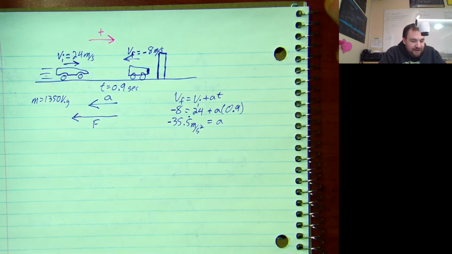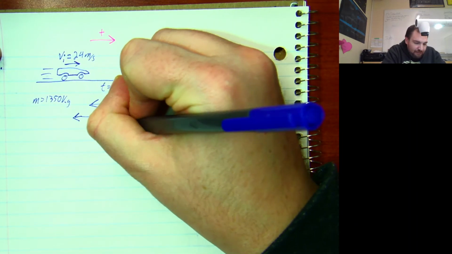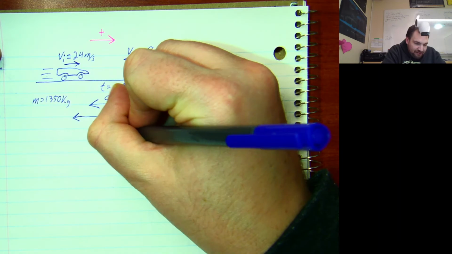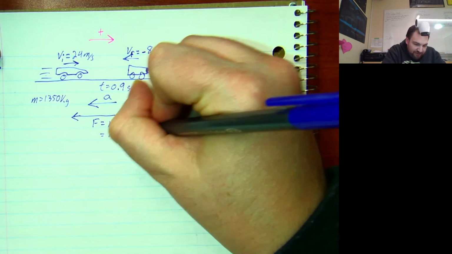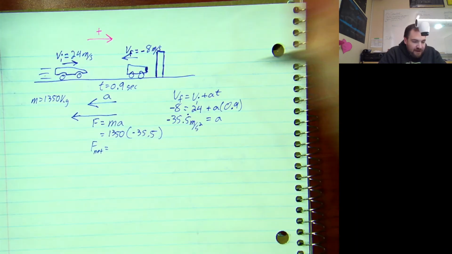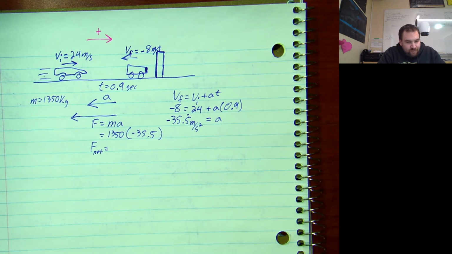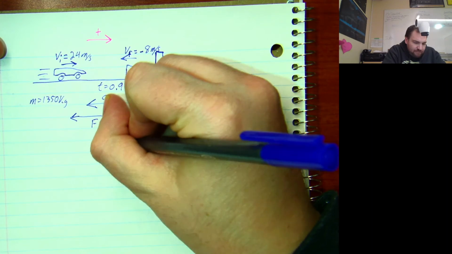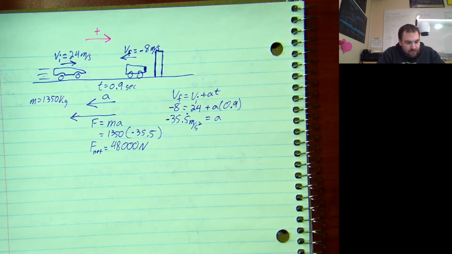Fantastic. So then to find the force, force is equal to mass times acceleration. We know the mass is 1,350. The acceleration is negative 35.5. So what is F net? It's got to be that value right there. Negative 47,950. So 48,000 newtons, the 4.8 times 10 to the 4 newtons that I gave you on the sheet.